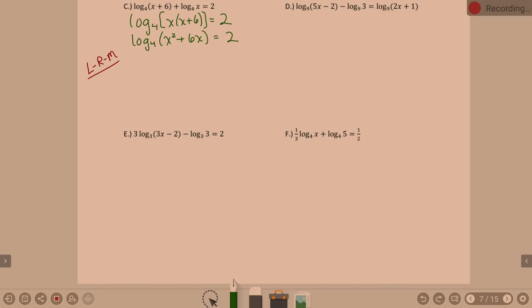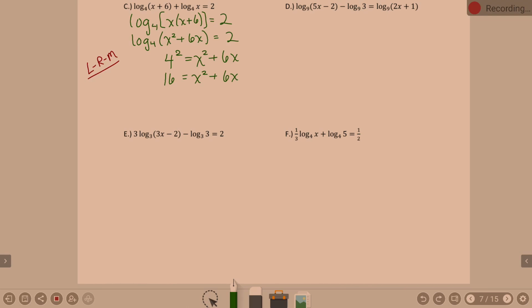So how do we get a log equation to become an exponential equation? 4 squared is equal to x squared plus 6x. The 4 on the left raised to the 2 on the right equals the x squared plus 6x in the middle. 4 squared is 16. So 16 equals x squared plus 6x.